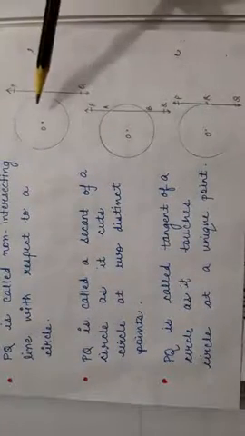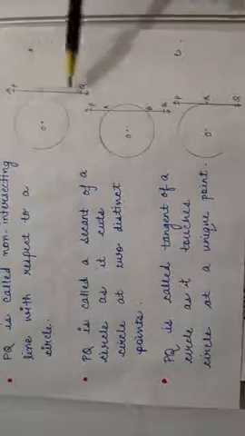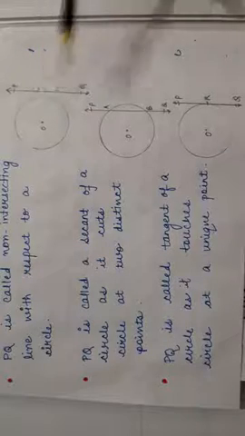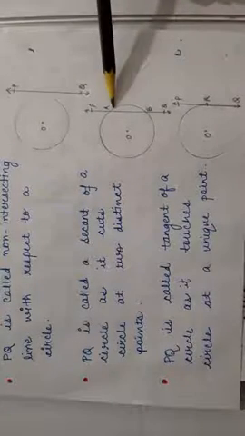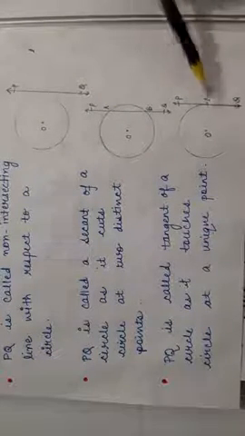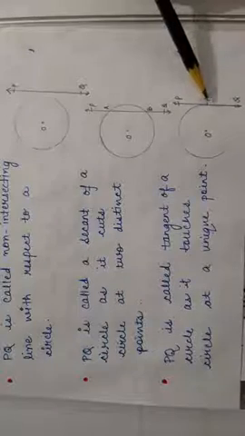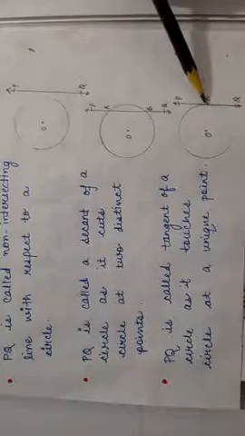In the first case, it is quite clearly visible that the line is not intersecting a circle. Whereas in the second case, the line intersects the circle at two distinct points. And in the third case, the line intersects the circle at a single point, unique point. That means a line touches a circle.